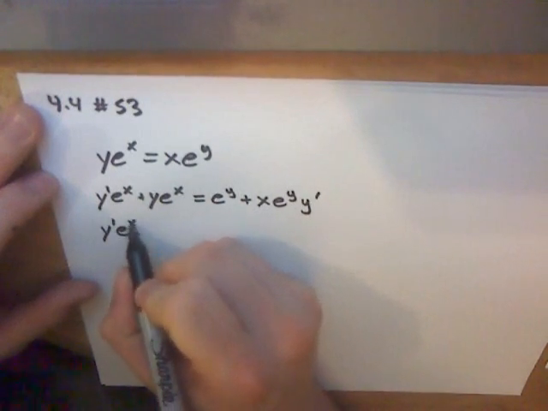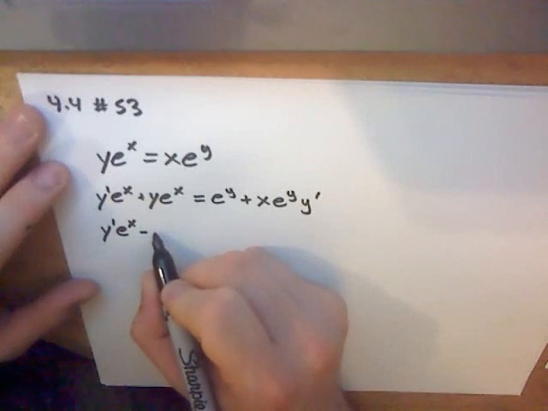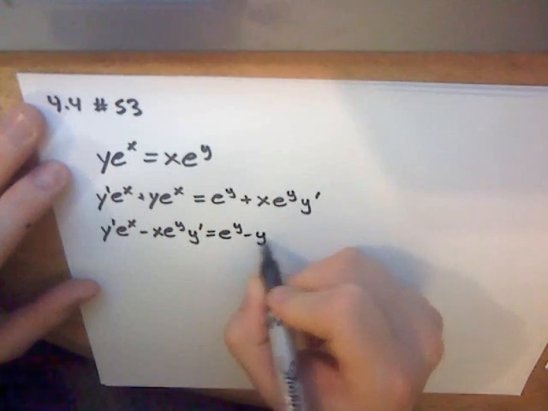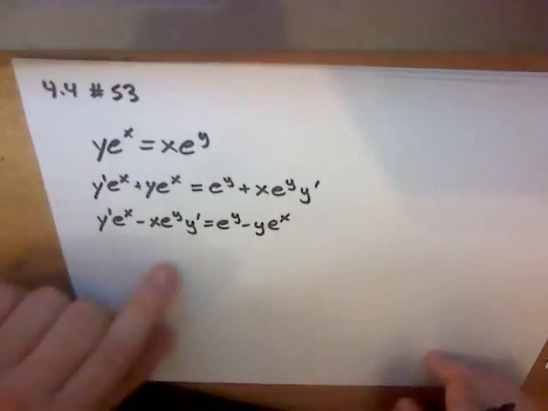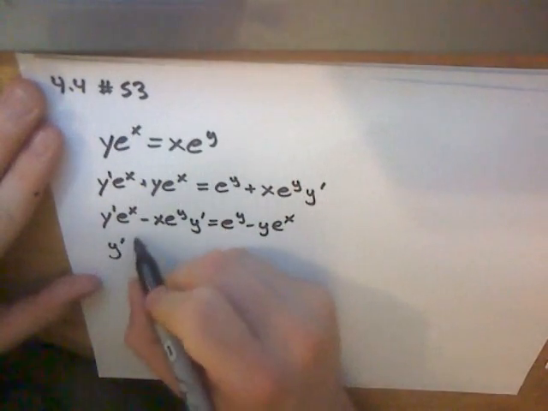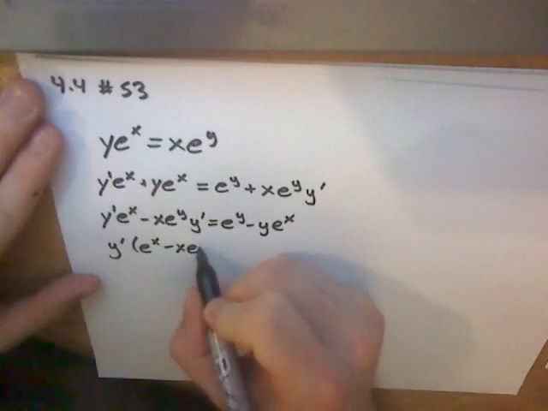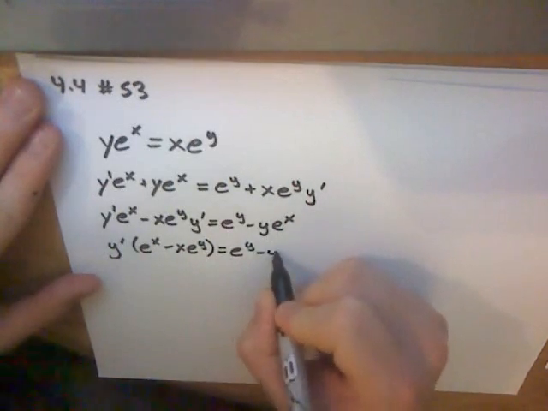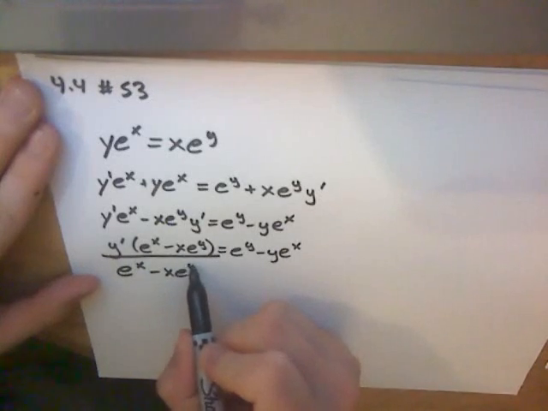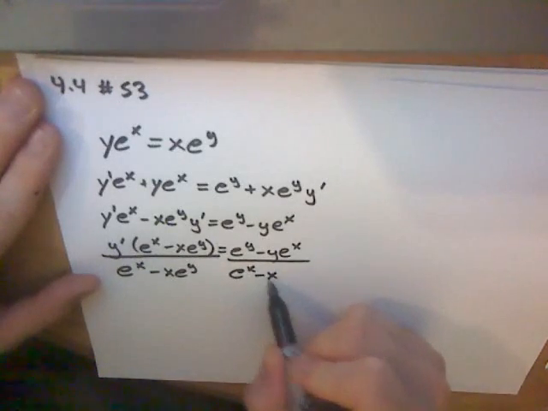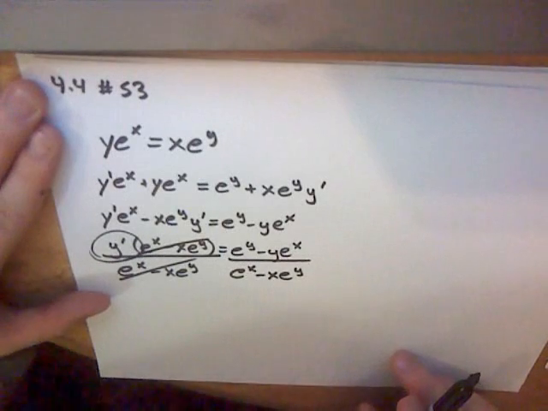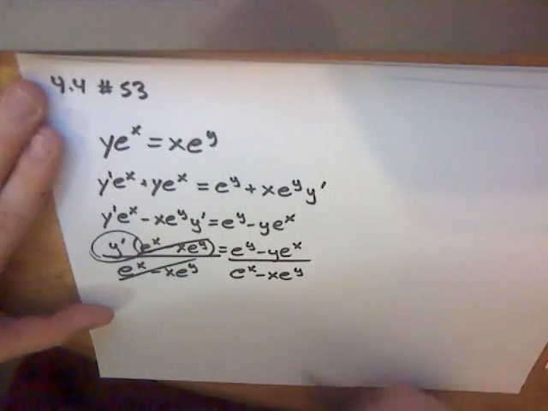We rearrange so that y prime is on one side. x e to the y y prime, e to the y minus y e to the x. And then we're just moving this one over here and moving that one over there. And then we pull the y prime out. So we have e to the x minus x e to the y is equal to e to the y minus y e to the x. And then our answer is simply we divide by what's here, which isolates our y prime, and that is our answer. I'll write it out nicely.